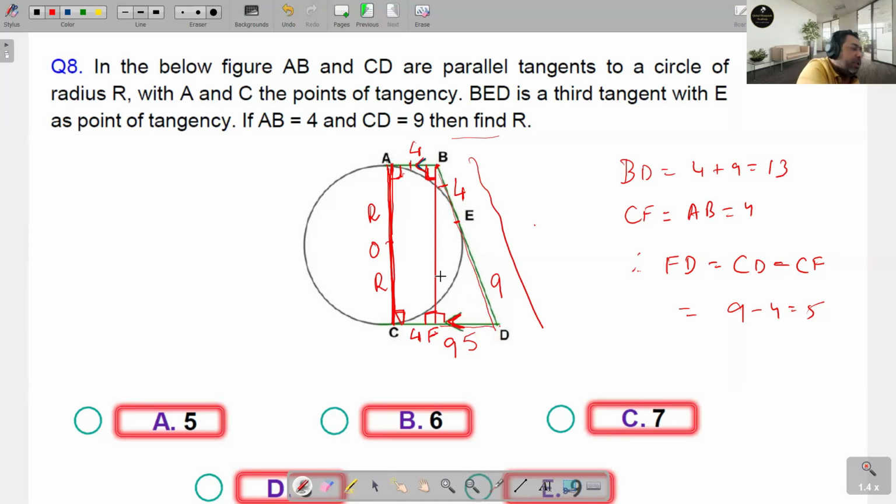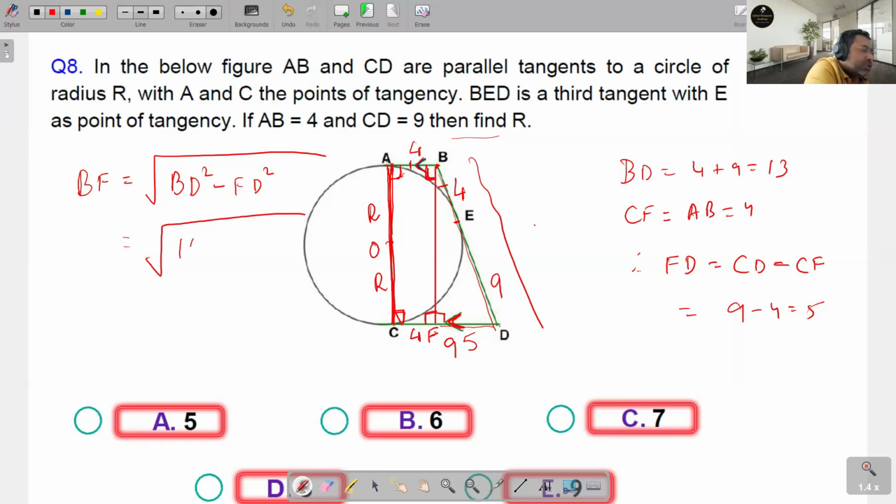So this side BF, we can use the Pythagorean theorem, and that will be the square root of BD square minus FD square. So BD is 13, as we found out earlier, so that is 169, minus FD, which we found as 5, so that is 25. That is equal to the square root of 144, and that will be equal to 12. So BF is 12.